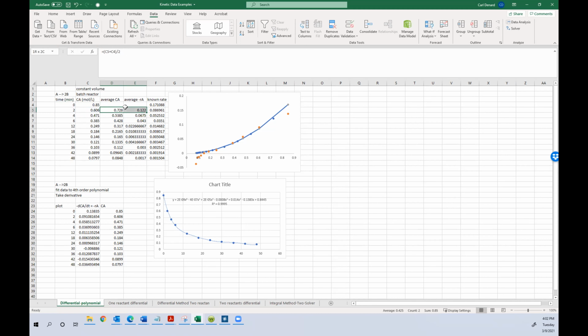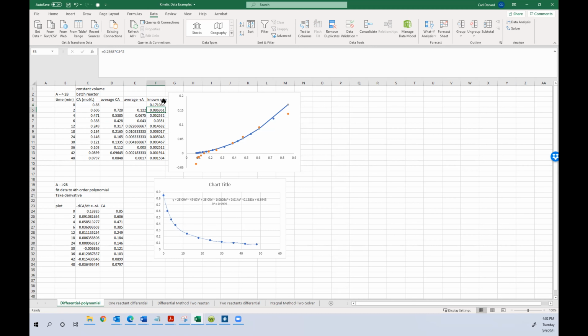You can calculate them for every point. And this is the known rate from the book. They tell you in the book that this is a second order reaction, A goes to 2B. It's k times CA squared, and they gave you a value for k: 0.24 times CA squared.